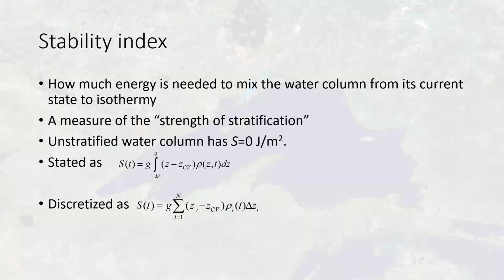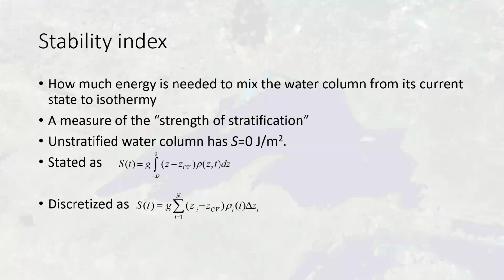Stability index is a little harder to understand. So don't worry about any of the math up here. I'm just putting these up to demonstrate that I can take a bunch of thermistors on a cable and compute a single number that tells me about the condition of the temperature stratification at a given time. Really, you should think of this as just a measure of the strength of the stratification. From a physics standpoint, it's the amount of energy necessary to take the water column from its stratified state and mix it to an unstratified state.